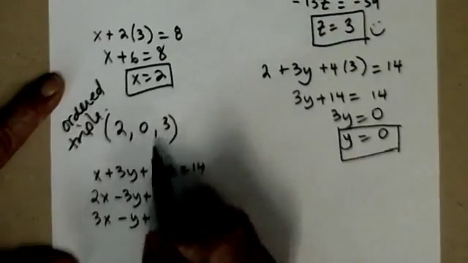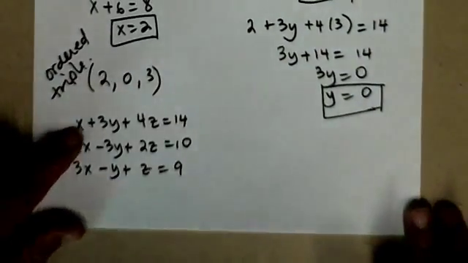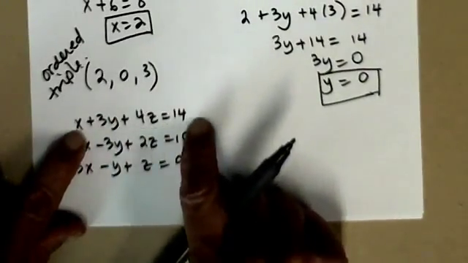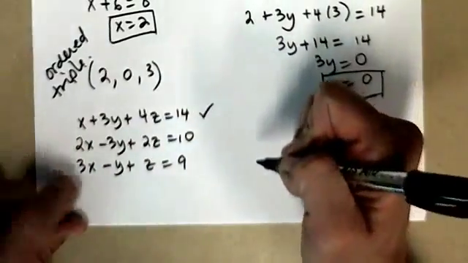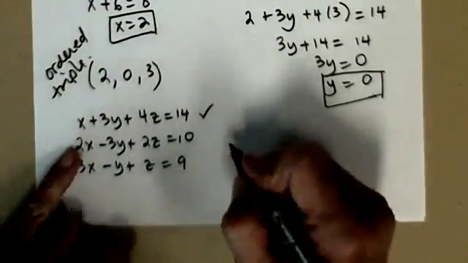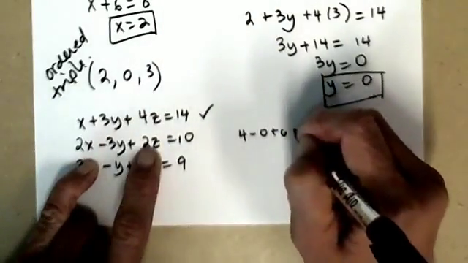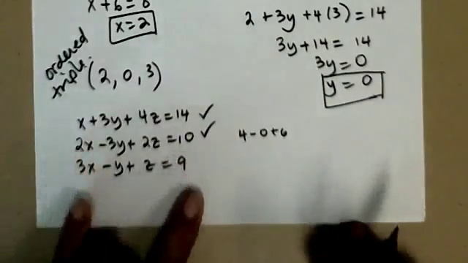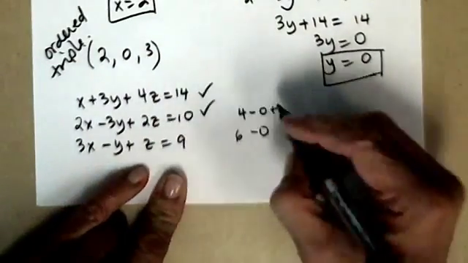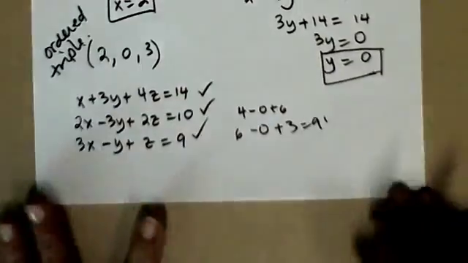It has to work. These 3 numbers have to work in each equation. Okay, and we'll just do it mentally. Here we go. 2 plus 0 plus 12 is 14. Yes. 4 minus 0, I better write it down, I guess. 4 minus 0 plus 6 is 10. Yay. Let's see, last one. 2 times 3 is 6, minus 0 plus 3. 6 plus 3 is 9. Yes, it works in all of them.